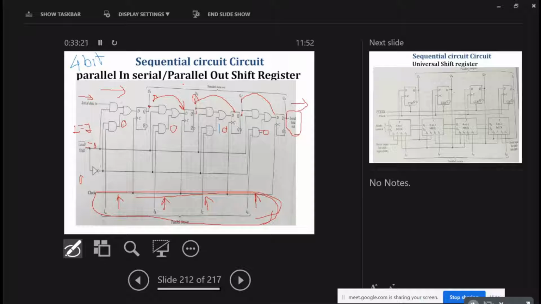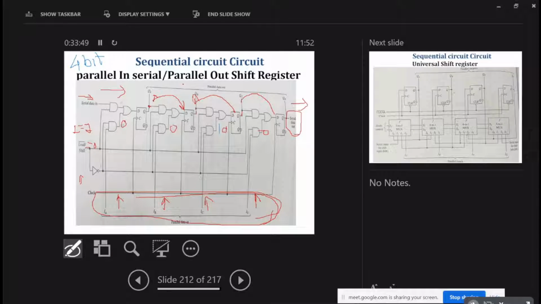Whenever we want to implement some circuitry to convert parallel to serial, this circuitry can be utilized as a parallel to serial conversion. Sometimes we need to convert data in parallel form to serial form. So this particular shift register we can utilize for the parallel to serial conversion process.